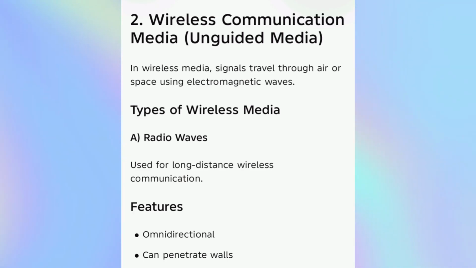Wireless communication media, unguided media. In wireless media, the signal travels through space using electromagnetic waves. Types of wireless media: radio waves, used for long distance wireless communication. Radio waves cover very long distances.